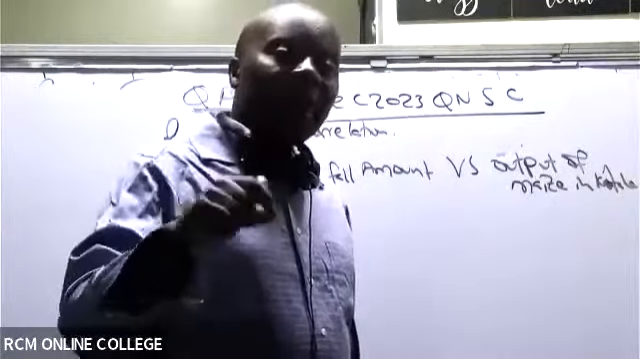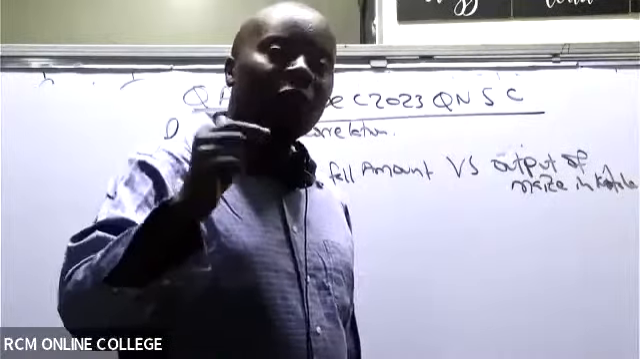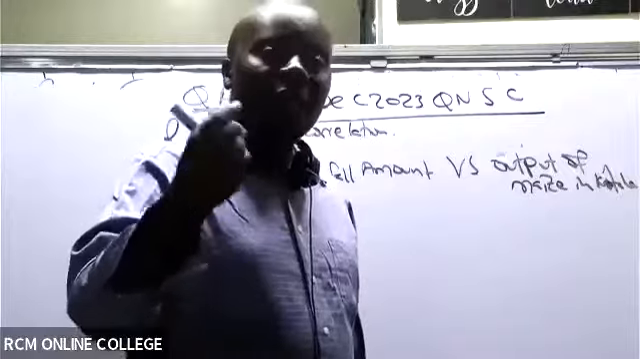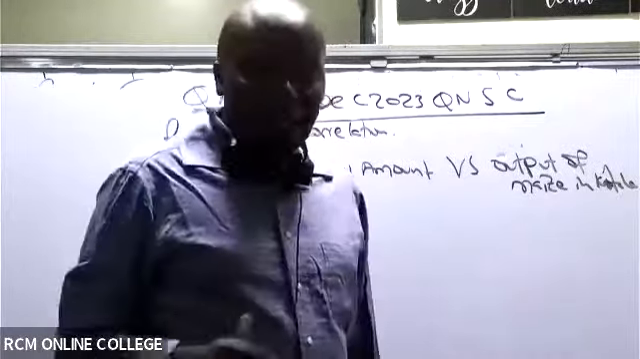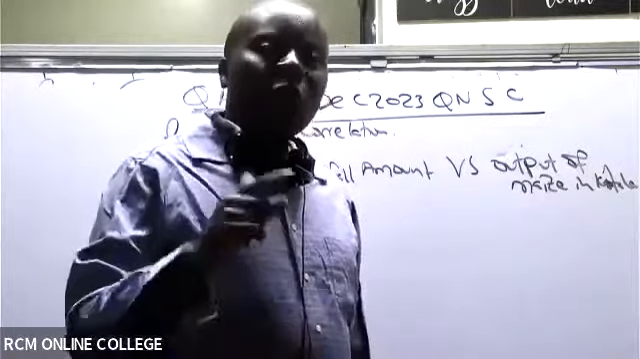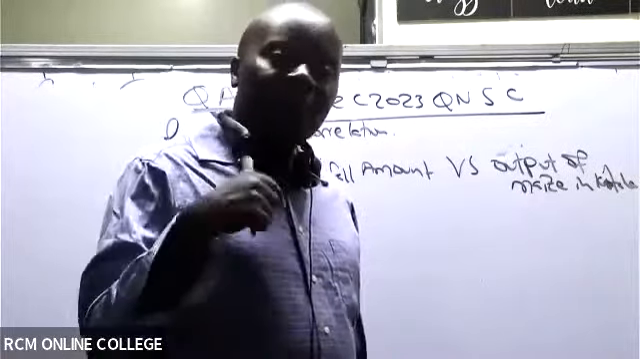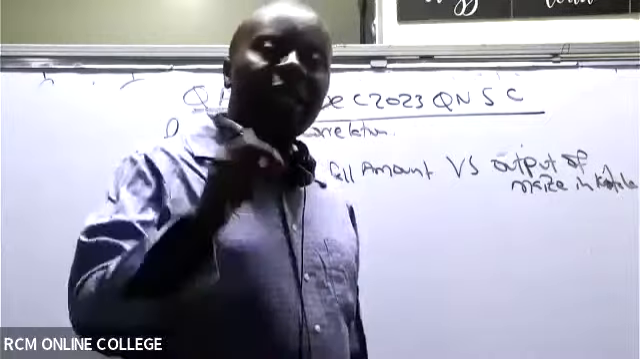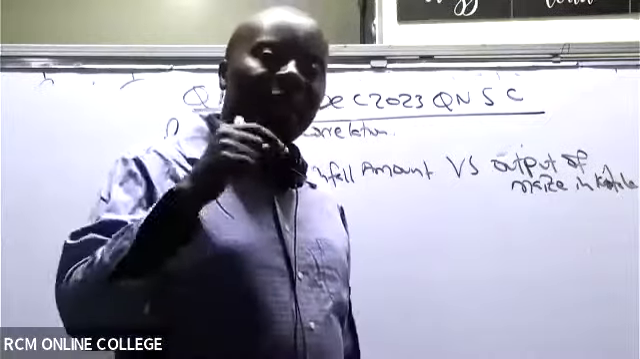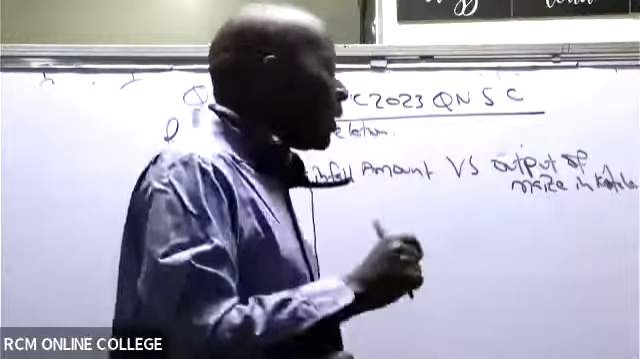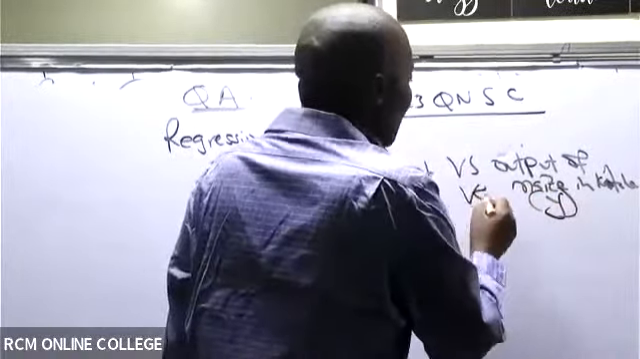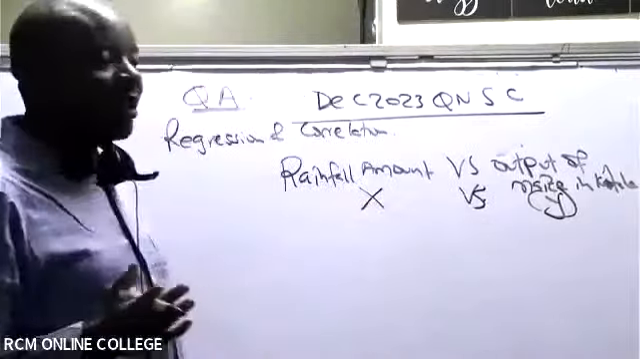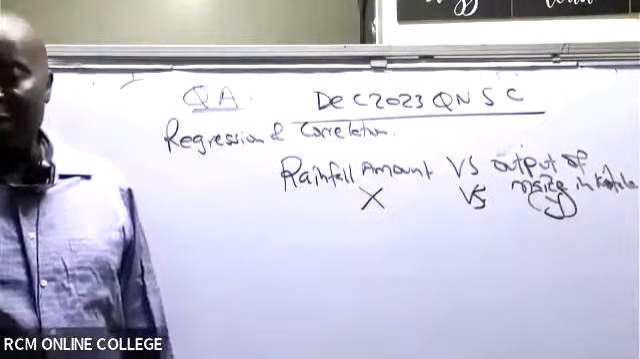So you must establish the dependence relationship. Which one depends on the other? The moment you confuse that, you get 0 in the entire question. The one that depends on the other is the output, which depends on rainfall. So the output here will be Y, and the other one will be X.